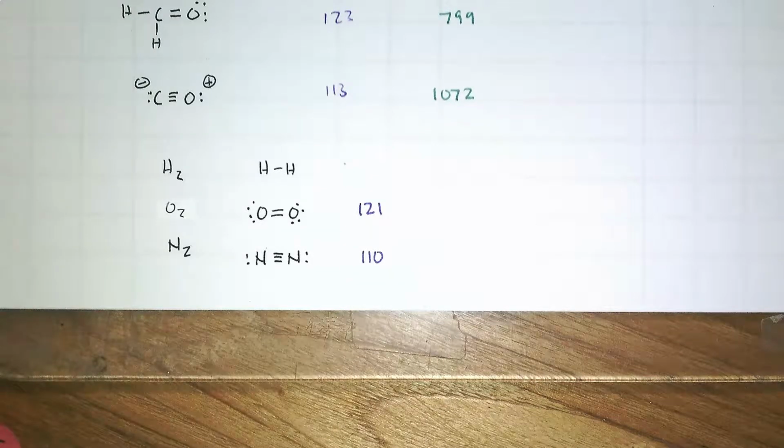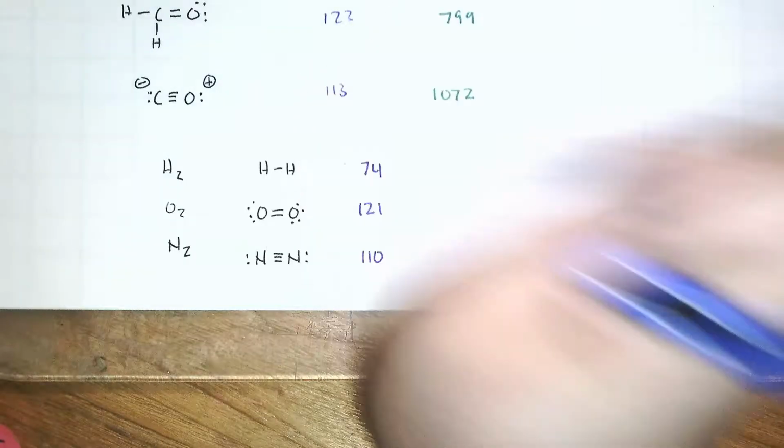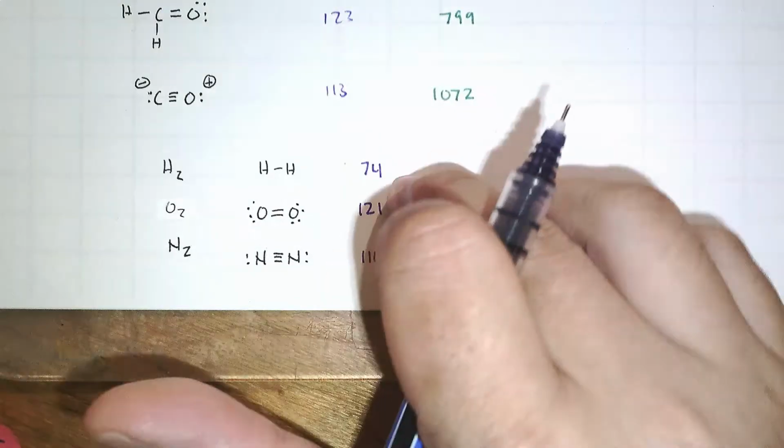Let me look it up real quick. I should have done this. I didn't realize I didn't have this. H-H bond length. Whoa. That can't be right. Yeah, that is alright. Let me find it. Oh, my bad. This is 74. So why isn't that longer?